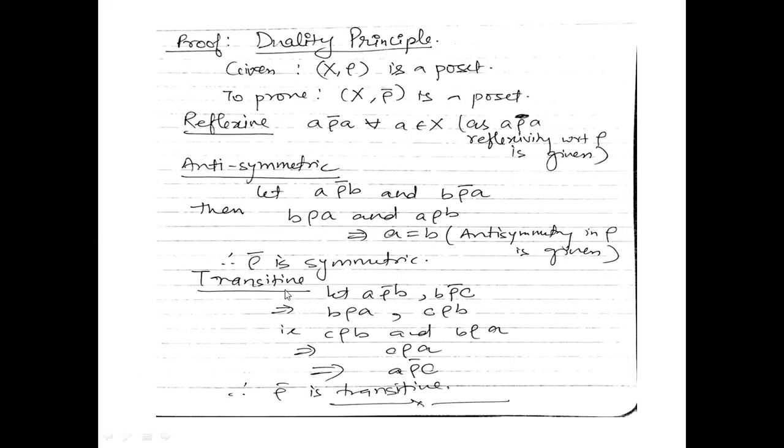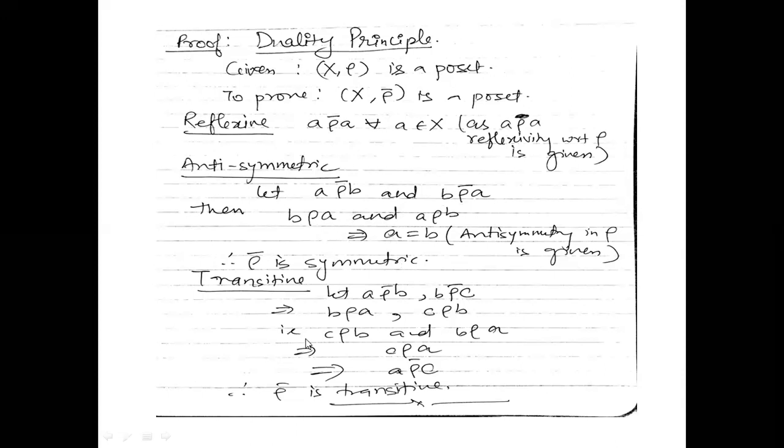Next, antisymmetry. Let A be related to B and B be related to A with respect to rho bar. Then from here, B is related to A with respect to rho, and A is related to B with respect to rho. And if B is related to A and A is related to B, that means A is equal to B by using antisymmetry in X with respect to rho. So from here, antisymmetry is true.